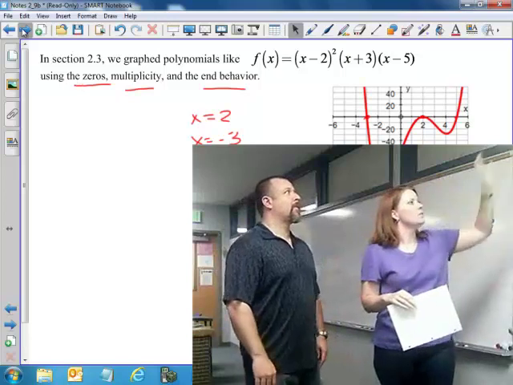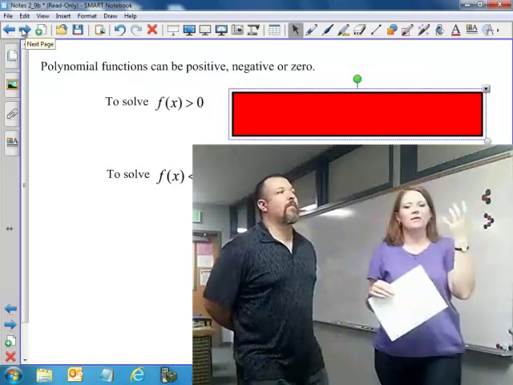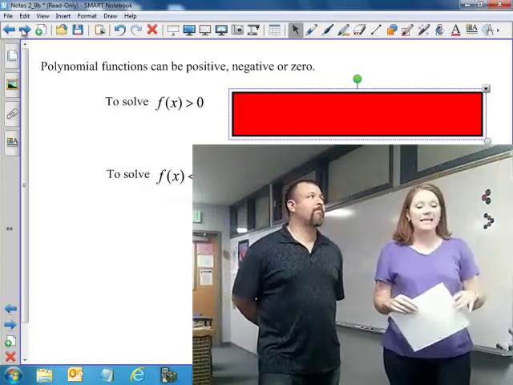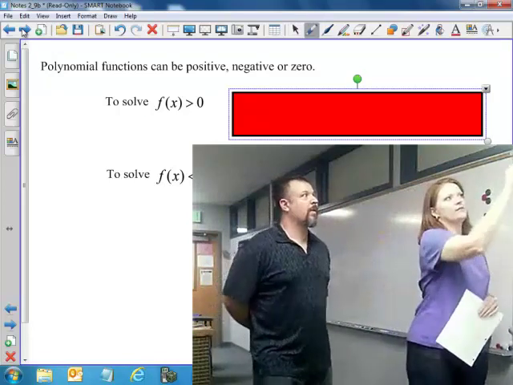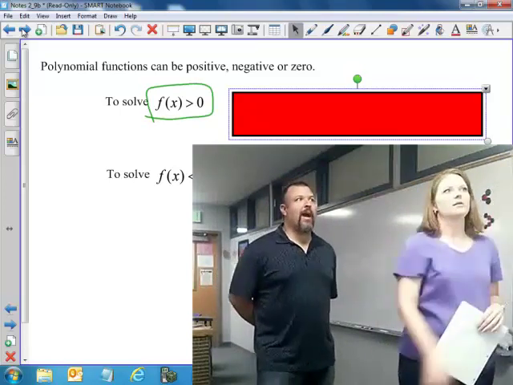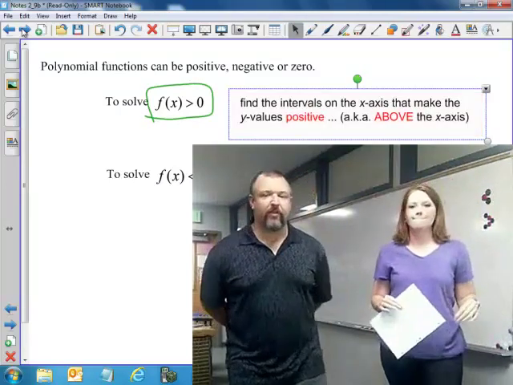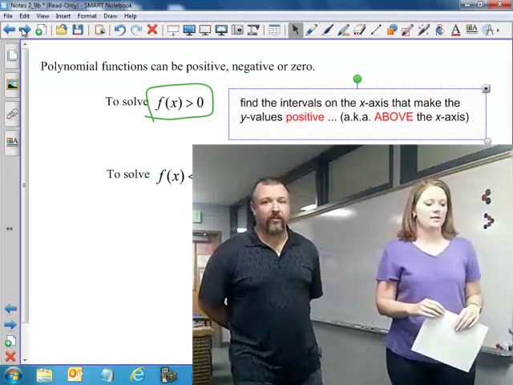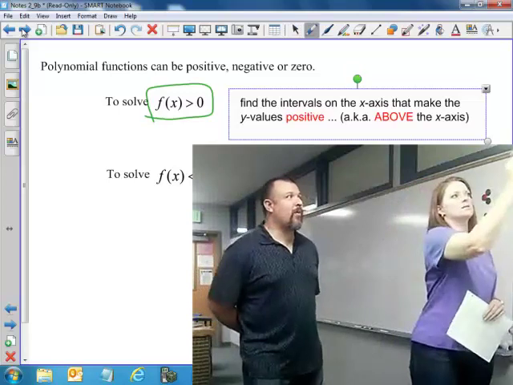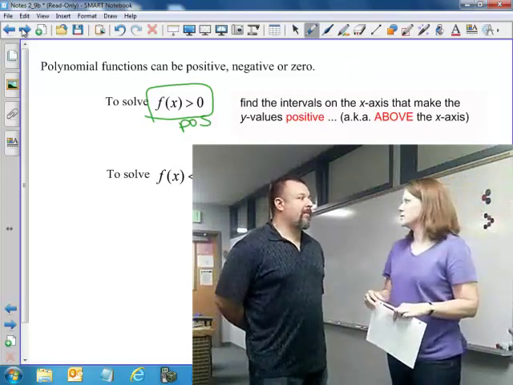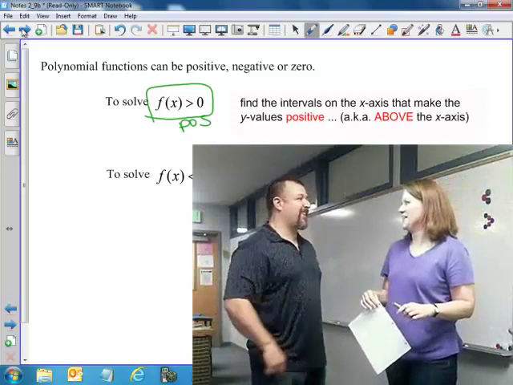But a lot of times we only care about whether things are positive, negative, or zero. That's all we care about. So to solve some inequality where we have a function greater than 0, what does that mean? Well, when we take a look at that graph, it means that we're going to find intervals on the x-axis that make the y values positive, or the function values positive, which means they're above the x-axis.